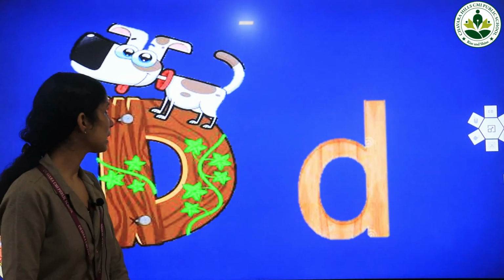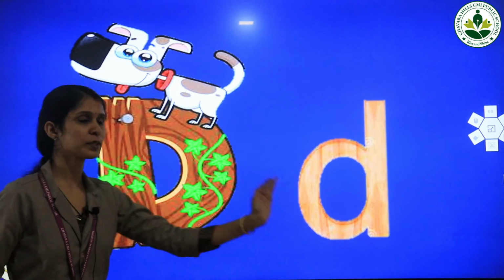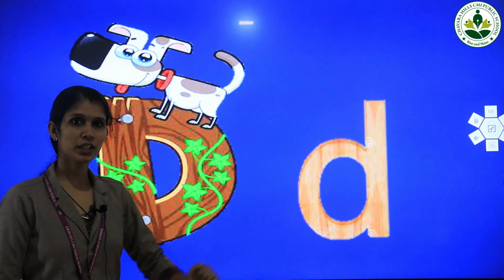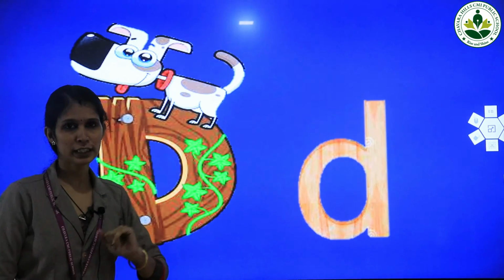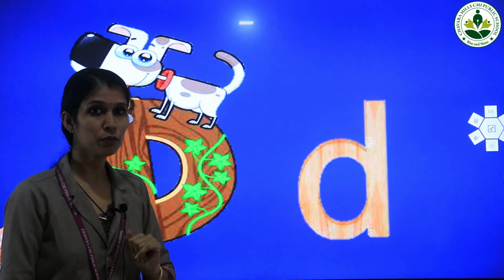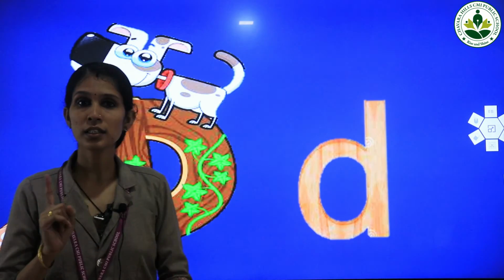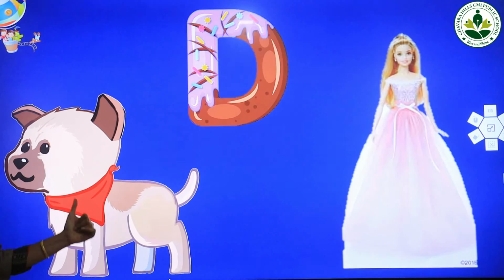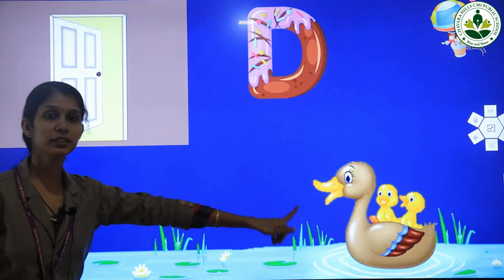So children, listen here. Today we learn capital letter D and small letter d. Say aloud, capital letter D, small letter d. Once more, capital letter D, small letter d. And you know the sound of letter D, isn't it? What's the sound of letter D? Yes, D. Very good. Then we learn some words that start with letter D. Which are those words? Yes, dog, doll, door, duck.